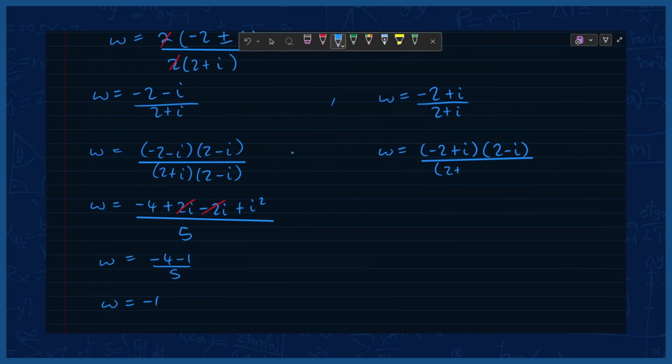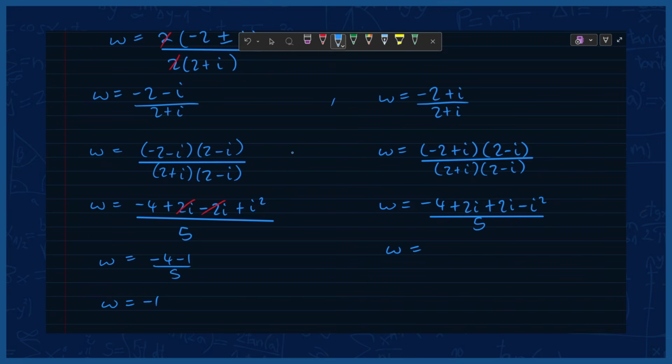So 2 plus i multiplied by the 2 minus i. So I get w is equal to, let's expand the numerator. So negative 2 times 2, negative 4, negative 2 times negative i, that's positive 2i. And then i times 2, that's again positive 2i. Then i times negative i, that's negative i squared. And we have the same difference of 2 squares on our denominator, which we know simplifies to 5.